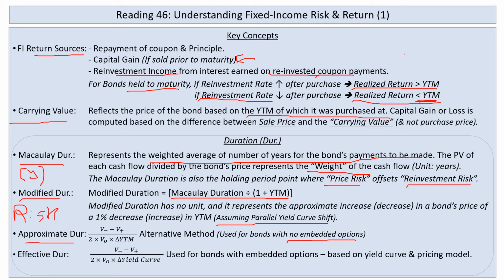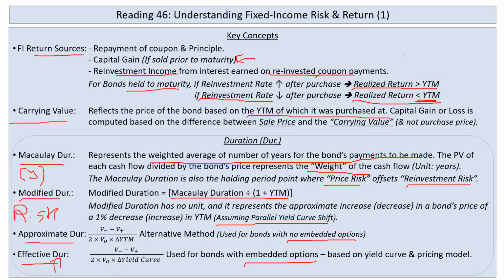So another shortfall of modified duration is that it only works out for a parallel yield curve shift, and it also only works out for option-free bonds. For bonds that have embedded options, the effective duration will be used. We will talk about the difference, but first let's see the formula of the approximate modified duration.